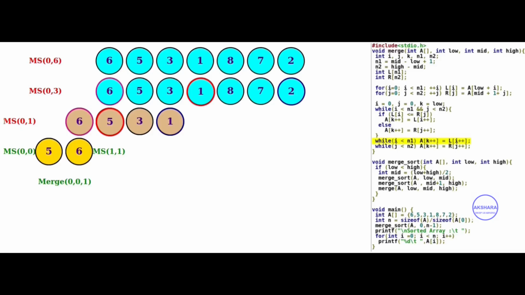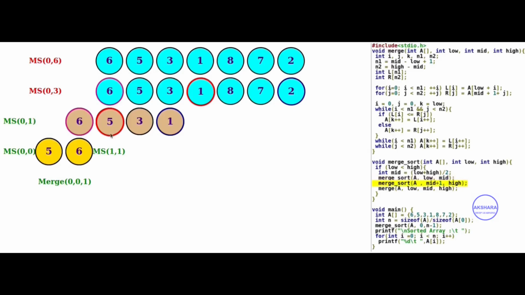Within this merge sort of 0, 1, these three statements are completed. So this merge sort of 0, 1 is also completed now. Control will be returned to the merge sort of 0, 3 recursive call. Within that, we are done with the first statement. Again, the second statement will be executed: merge sort of mid plus 1 to high.